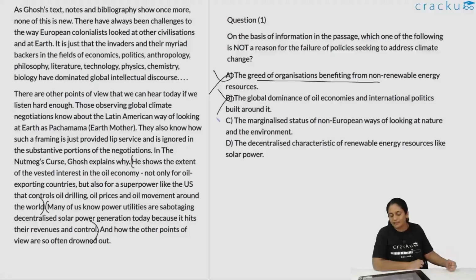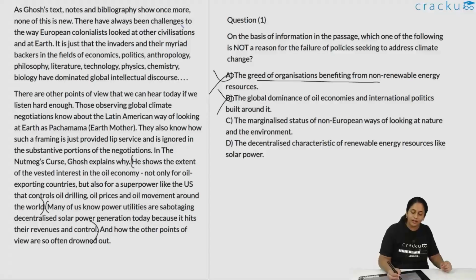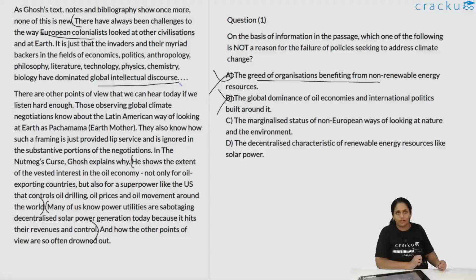C: The marginalized status of non-European ways of looking at nature and the environment. The author states that over here, there have always been challenges to the European colonists' view of other civilizations and Earth. How other non-Europeans looked at Earth was a challenge to the European colonist view of Earth. But the European colonial view of Earth dominated the global intellectual discourse. Because they dominated the global intellectual discourse, the other non-European way of looking at Earth was never dominant. So this is also given as one of the reasons. So C is incorrect.